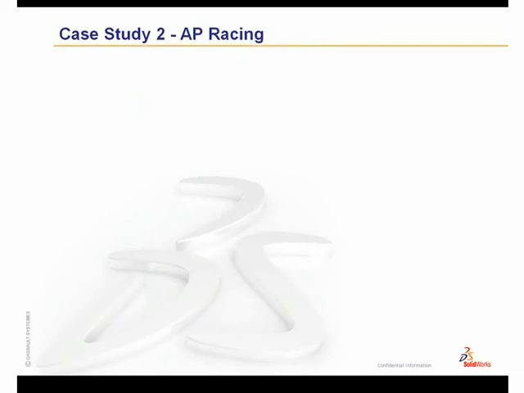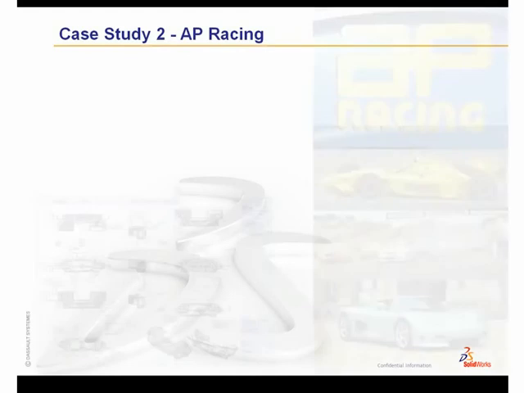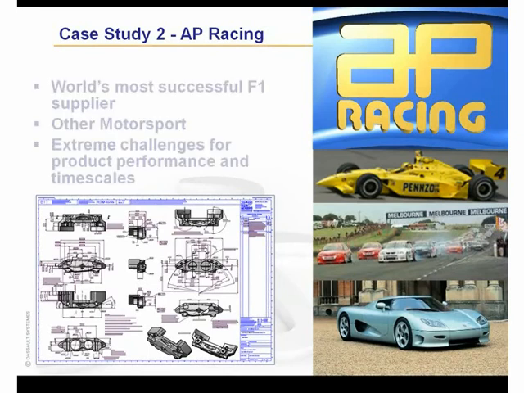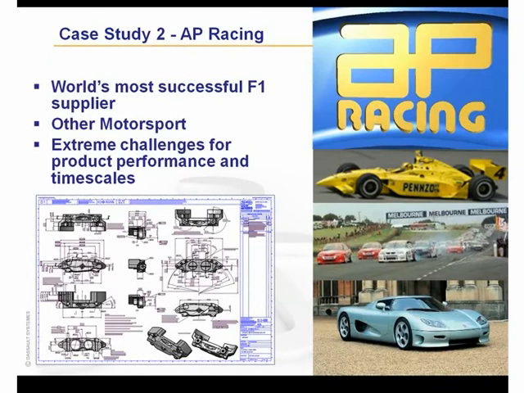What we're going to do here is talk about a company called AP Racing. AP Racing live in the rarefied world of high performance automotive manufacturing. They are one of the world's most successful Formula One suppliers of brakes and clutches, but they also deal in other forms of motorsport and high performance cars.